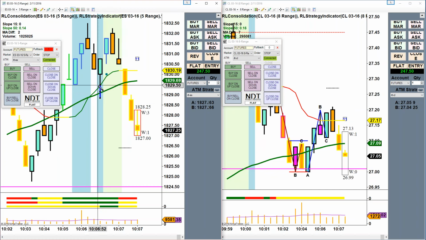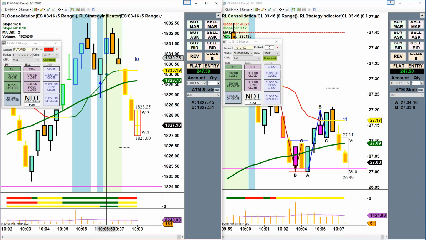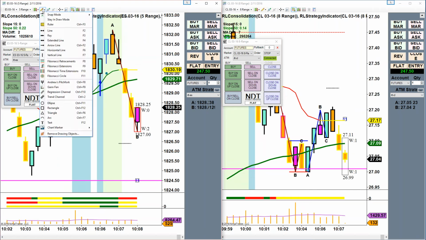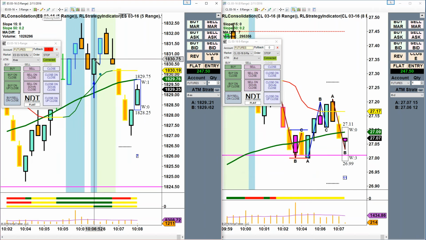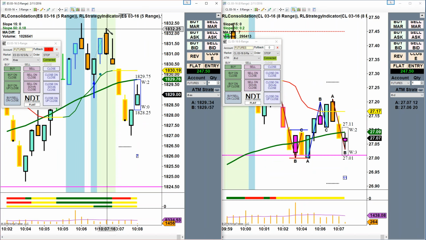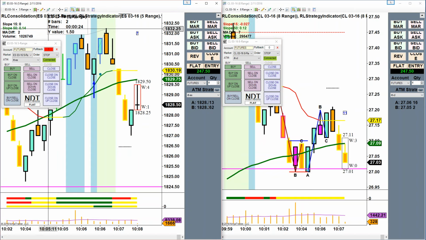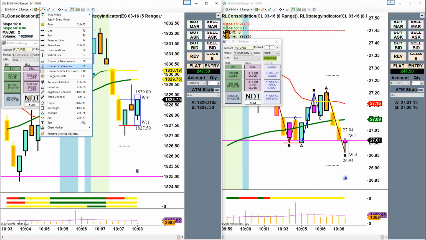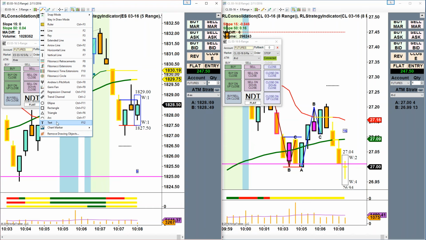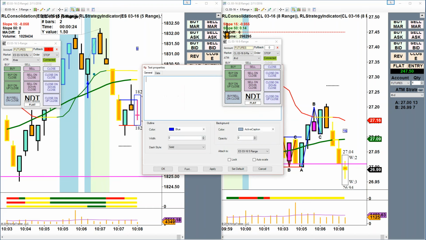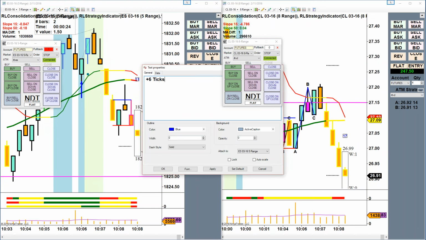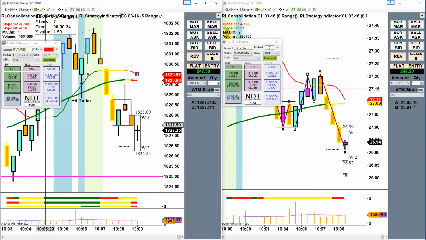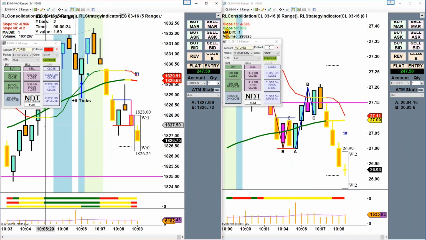I'll find out if other people got this trade. We're looking for a 1-tick pullback. We got a 2-tick pullback. I just don't know what happened there.